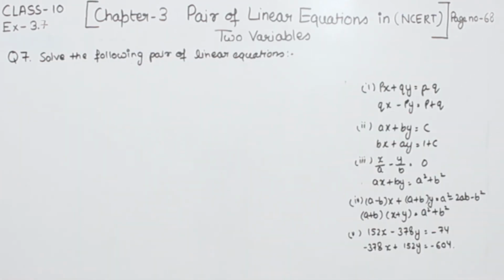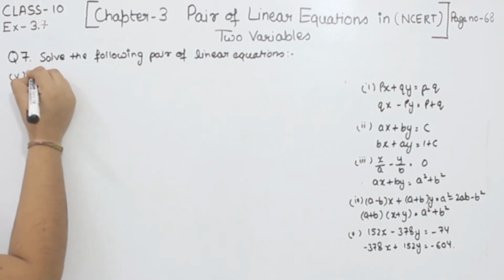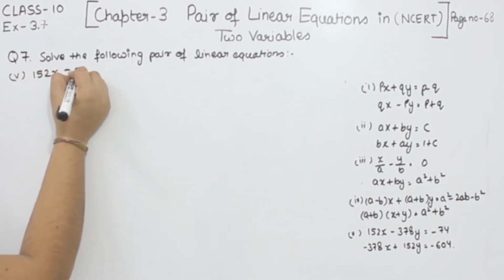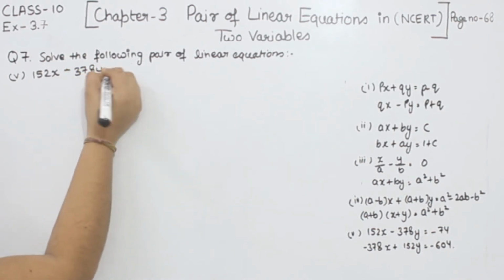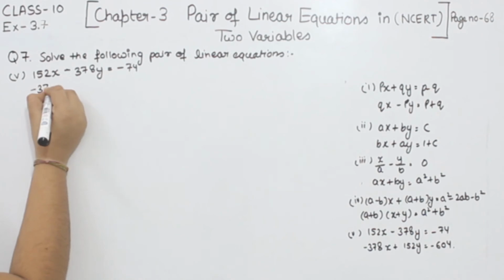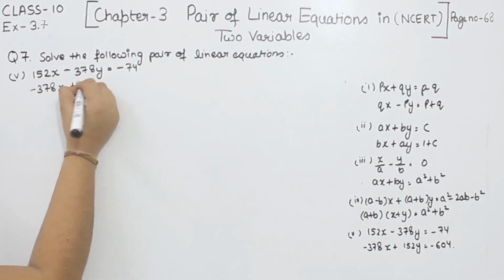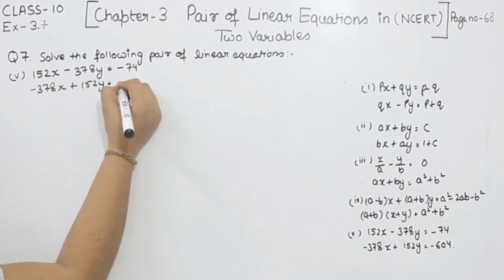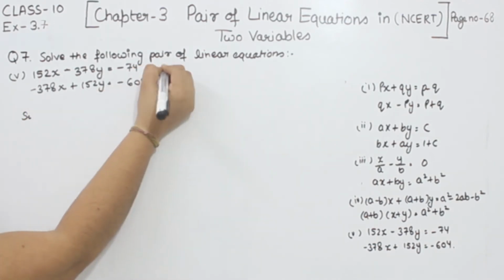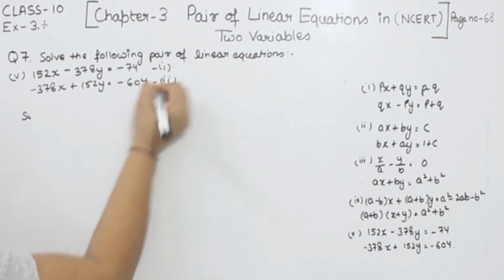Now comes the last part, part 5. The equations we have are 152x minus 378y equals minus 74, and minus 378x plus 152y equals minus 604. Now we are going to subtract both equations. This one is equation number 1 and this one is equation number 2.